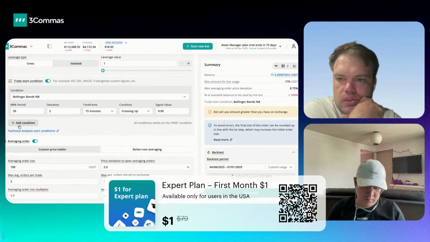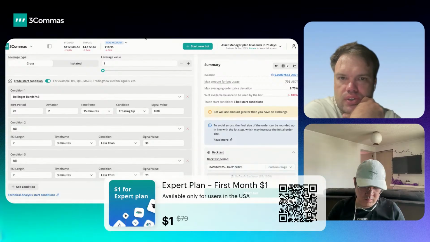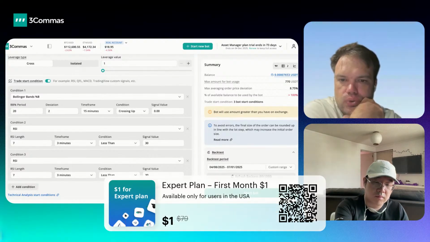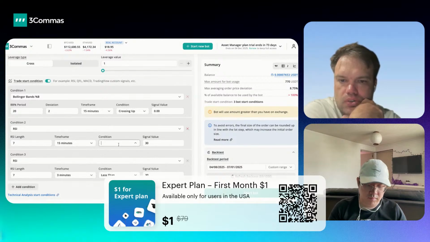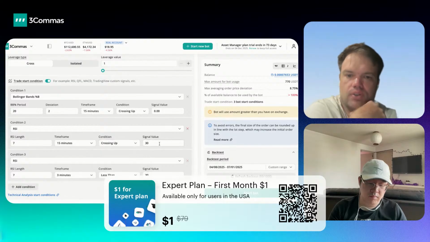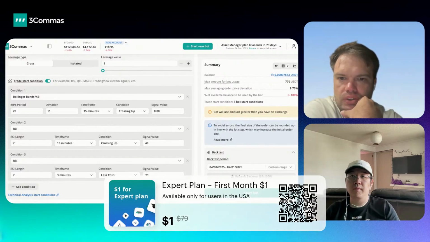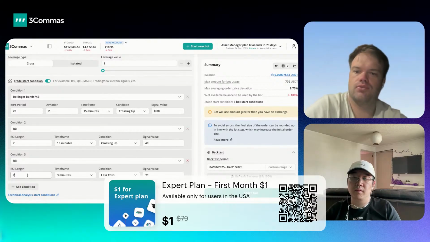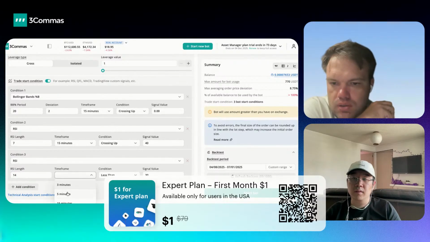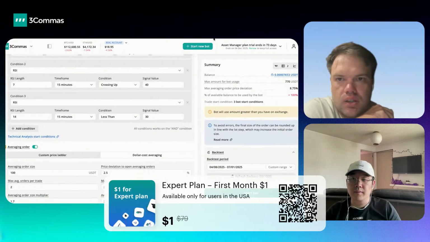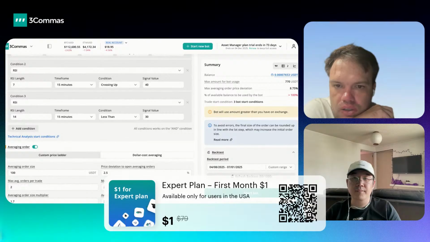Before, when we had a setup for a sideways market, we had 2 RSIs as well. This was RSI with signal value 40 crossing up, I think also on 15 minutes. And an RSI with period 14, also 15 minutes, and I think I had less than 60.